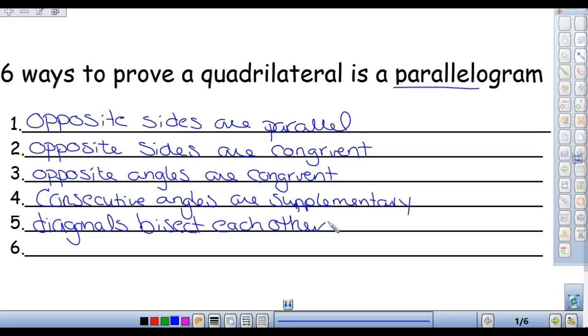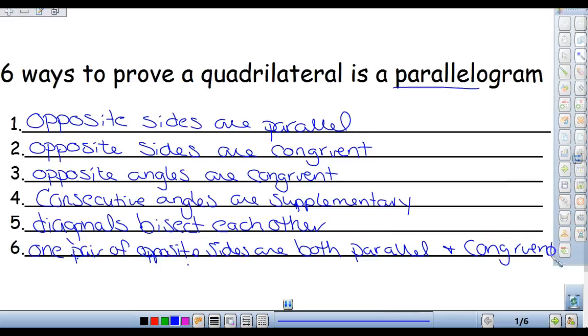Okay, and my 6th way to prove that it's a parallelogram, if one pair of opposite sides, holy buckets, I can't, opposite sides are both parallel and congruent.